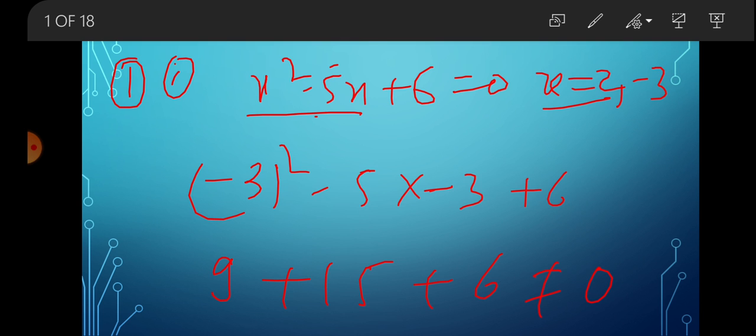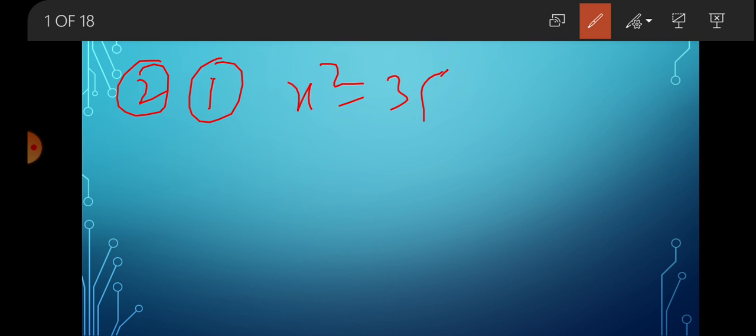Now I leave the second part of question 1 for you to solve. Now again, in the second question, I will solve the first part of question number 2, that is x square minus 3 under root 3 x plus 6 is equal to 0. Now you have x equals under root 3 and minus 2 under root 3. All you need to do is substitute these two values and check whether the equation becomes 0 or not.